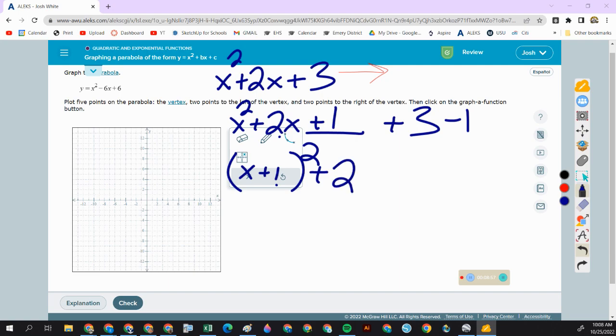Where is this vertex? Not right. Left 1, up 2. So left 1, up 2. And what's the shape of this parabola? It's just normal shaped. So over 1, up 1, over 1, up 1. Over 2, up 4, over 2, up 4. Like that. Yes?